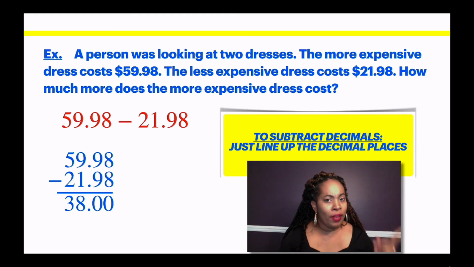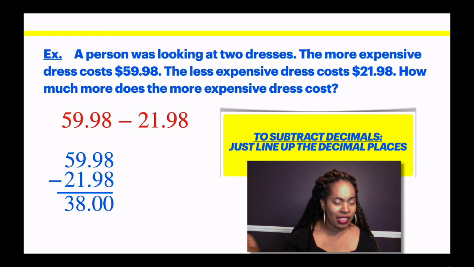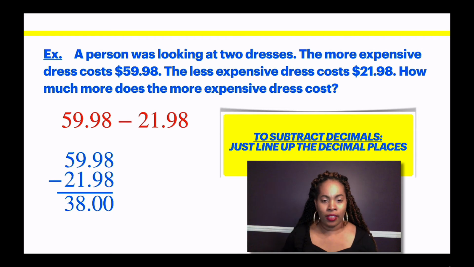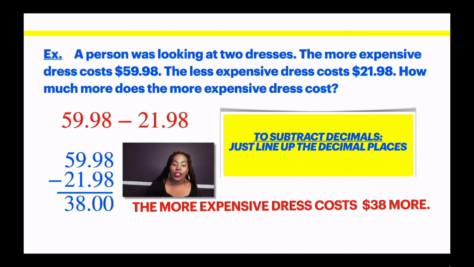And if you know money, you know if you have 38 and 0 cents, because that's what those numbers behind the decimal represent, right? In this case, 0 cents. We don't tell people we have 0 cents. We can just say $38, okay? So the more expensive dress costs $38 more. That's not too bad. All right, let's move forward.